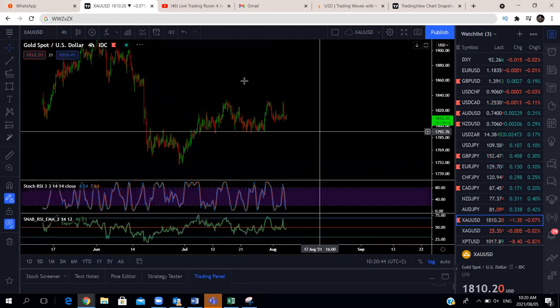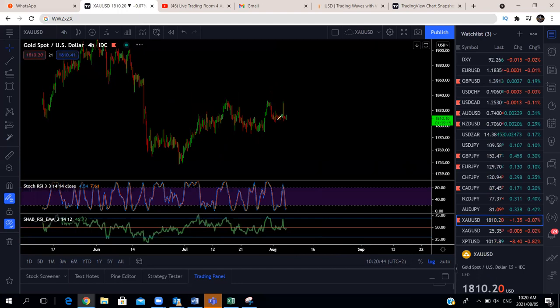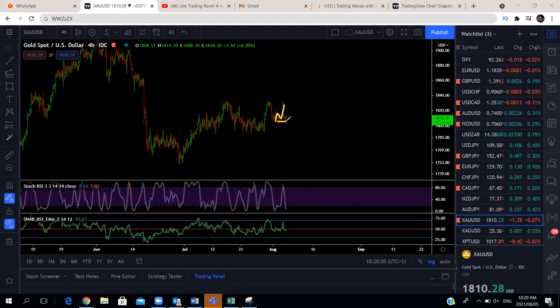Gold. Gold is not going anywhere. We are still looking for this to come down here. So we've made this move here, and we're still looking for this to come down. Remember, the structure that we're looking at on gold is this one here. Let's draw it properly. 1, 2, 3. We're looking for this to be 1, 2, 3. Then around this level, we'll expect a bounce on gold.